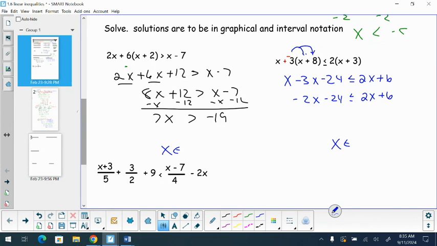And it might help you with respect to throwing a graph down there so you have some symbolization that's easier for you to deal with when you put it in interval notation. Brandon, what do you get for a solution in the first one? Just give me x is greater than or less than what value?